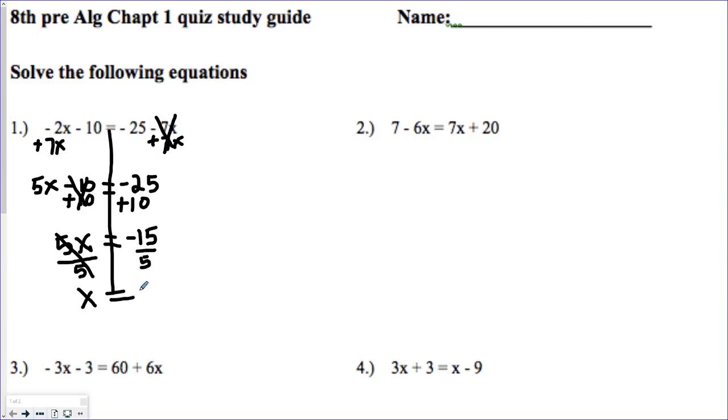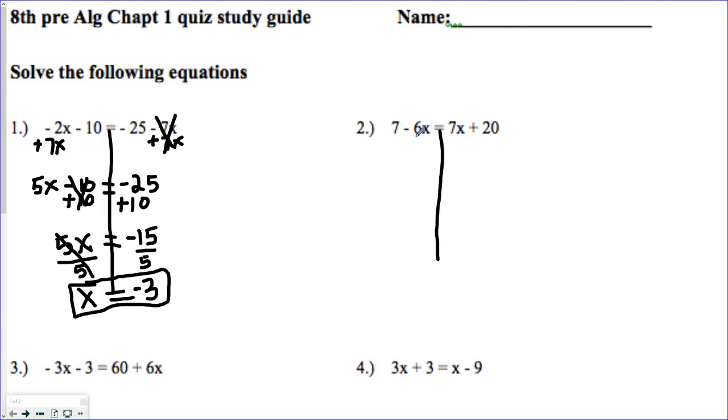And then a negative divided by a positive is a negative, so this would be a negative 3 as our answer. And again, if you want to check that, plug a negative 3 in for x up here and there, and then you should get the same answer on both sides. Now, a lot of these are going to be worked the exact same way, just different numbers. So let's try this one here.